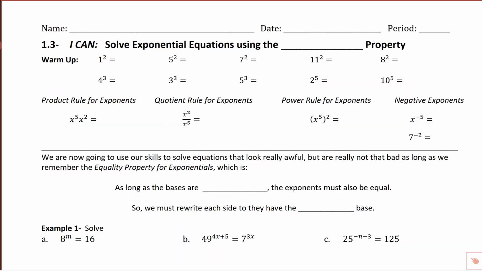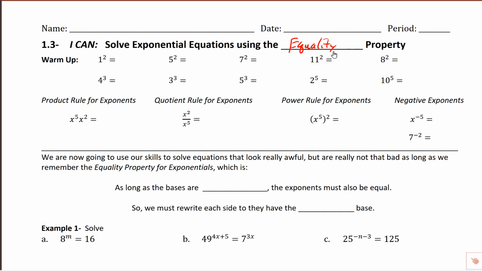All right, this version of Notes for 1.3 is designed to be used with the ALEKS homework that we've got at Elkridge, but it could be used by anybody wanting to solve exponential equations using the equality property. So the equality property.